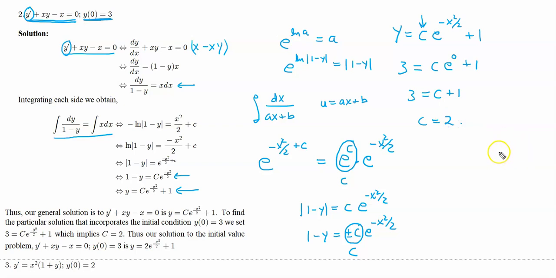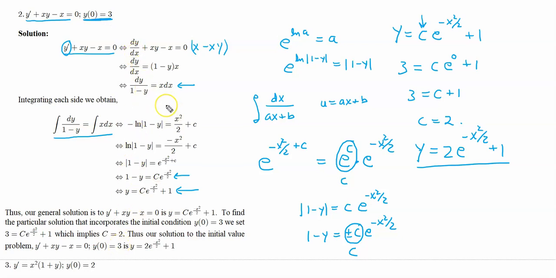And there you go. Here is our solution to the initial value problem: y equals 2e to the negative x squared over 2, plus 1. So this satisfies the differential equation right here, and it satisfies the initial condition.